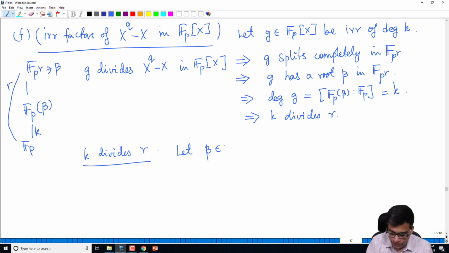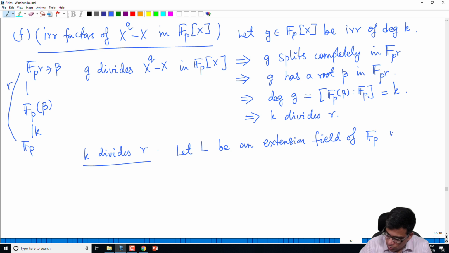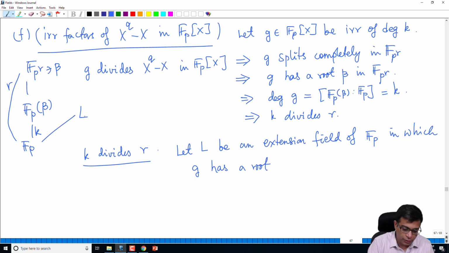Let beta in L. So let L be an extension of Fp in which G has a root. So what I am saying is that you have a root, let's call it beta again. Remember that for any field and any polynomial over there, you can construct a bigger field in which it has a root, because G is irreducible. All you need to do is go modulo G, Fp[x] mod G will do the job.